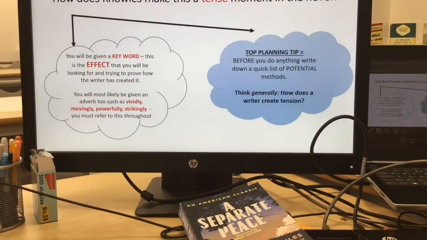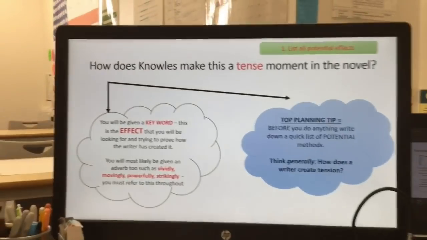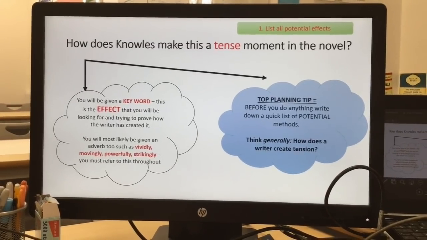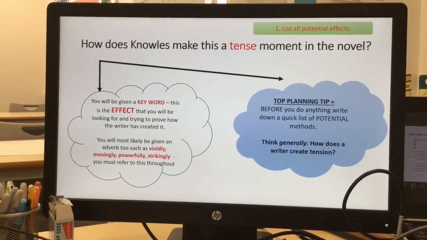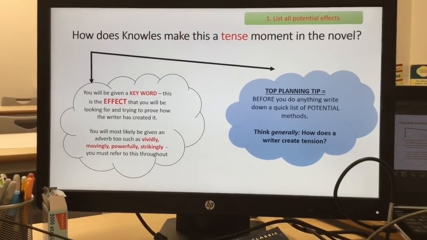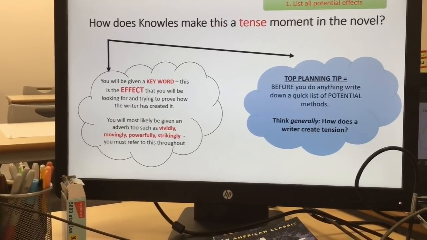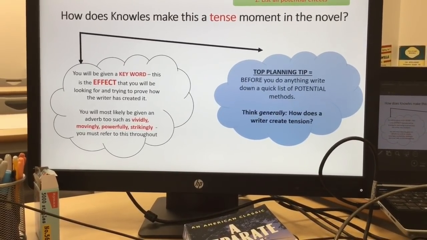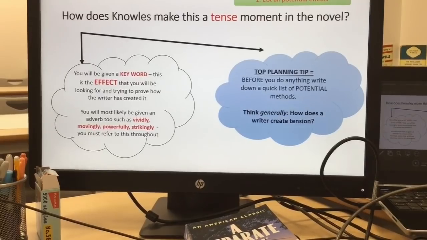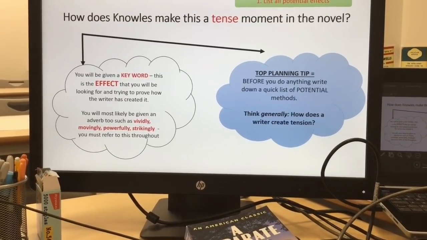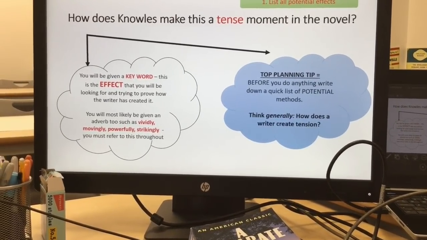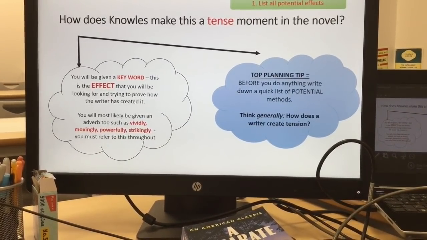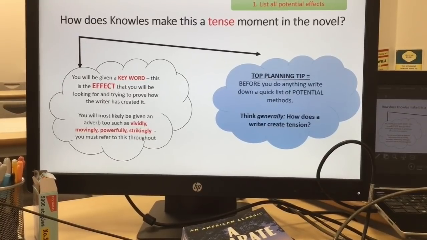Okay, so the question that you may get tomorrow will look something like this. How does Knowles make this a tense moment in the novel? As you are aware, you'll probably have two keywords. So you'll have something like tension, an entertaining moment, a dramatic moment, an emotional moment. And that's the effect that you are looking for in your exam. You're looking at how Knowles creates that thing that is mentioned there in your keyword.